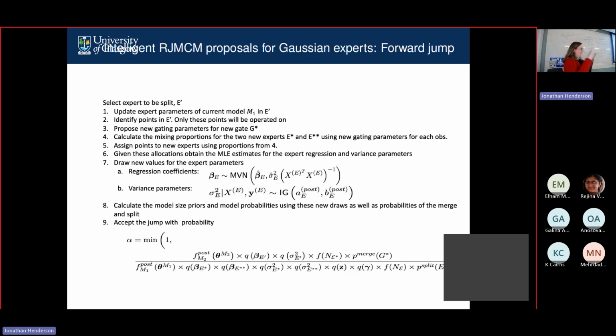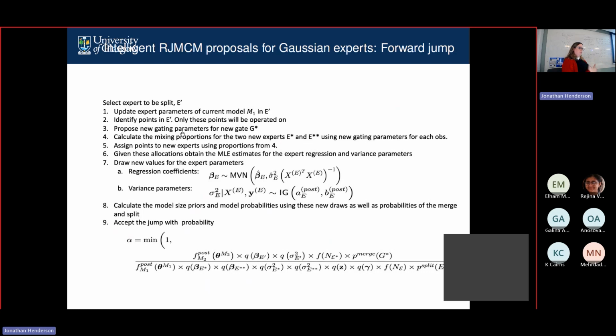All right, last slide of equations, I promise. So this is the specific forward jump version of reversible jump Markov chain Monte Carlo for Gaussian experts. We assume that we've randomly chosen an expert to split. So that's E dash. We're going to update those expert parameters so that they're the best guess of what we have at the moment. We know which points belong to that, and we're only going to use those from now on. So using the algorithm that we just suggested, we're going to randomly choose a point.